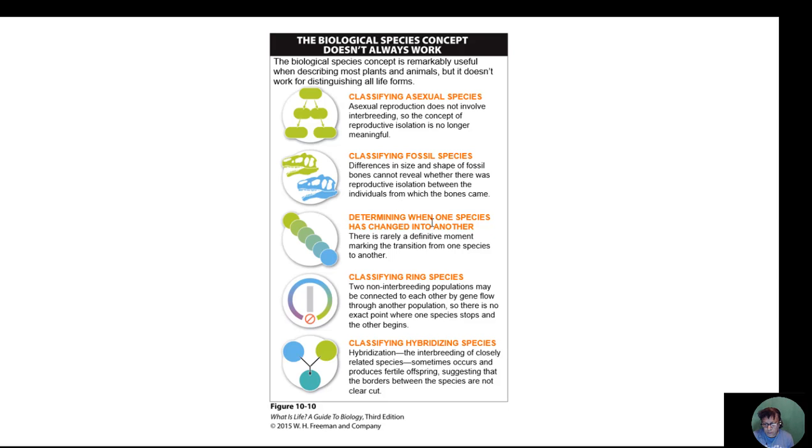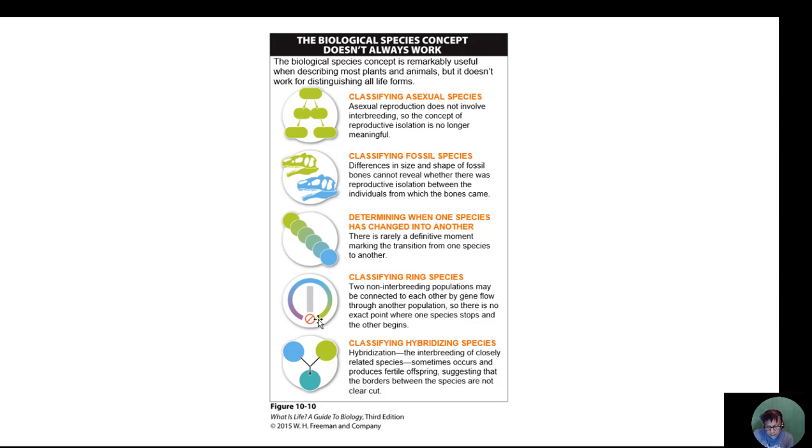And then determining when one species has changed into another. There's rarely a definitive moment marking the transition from one species to another. Like everyone's looking for the missing link, right, in humans, from monkey to human. Usually it doesn't happen. Usually you don't have one definitive species that's right in the middle, you know? And then how do you classify what's called ring species? So ring species are two non-interbreeding populations that may be connected to each other by gene flow through another population, right? So there's really no exact point where one species stops and the other begins.